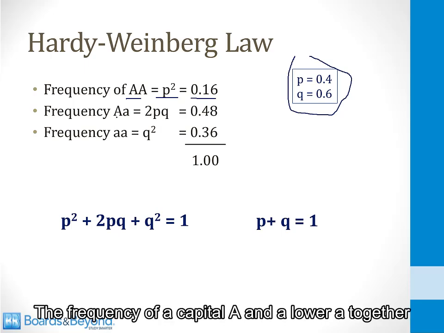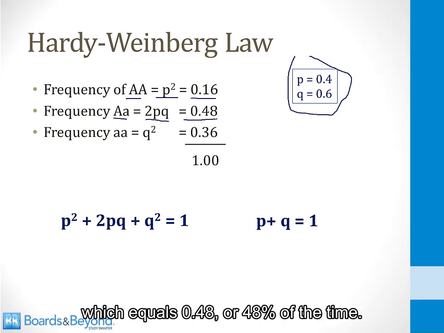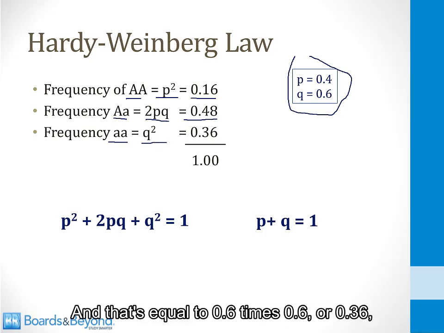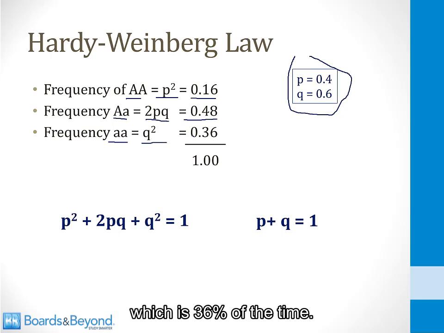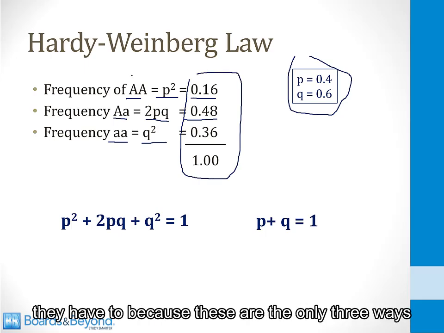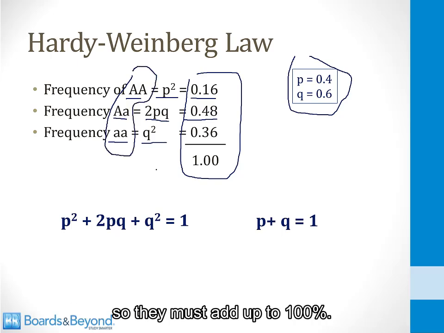The frequency of a capital A and a lowercase a together is 2 times p times q. So that would be 2 times 0.4 times 0.6, which equals 0.48 or 48% of the time. And then finally, the frequency of two lowercase a alleles found together is q squared, and that's equal to 0.6 times 0.6 or 0.36, which is 36% of the time. And note that these three numbers all add up to 1.0. They have to, because these are the only three ways that the two genes can be found together, so they must add up to 100%.